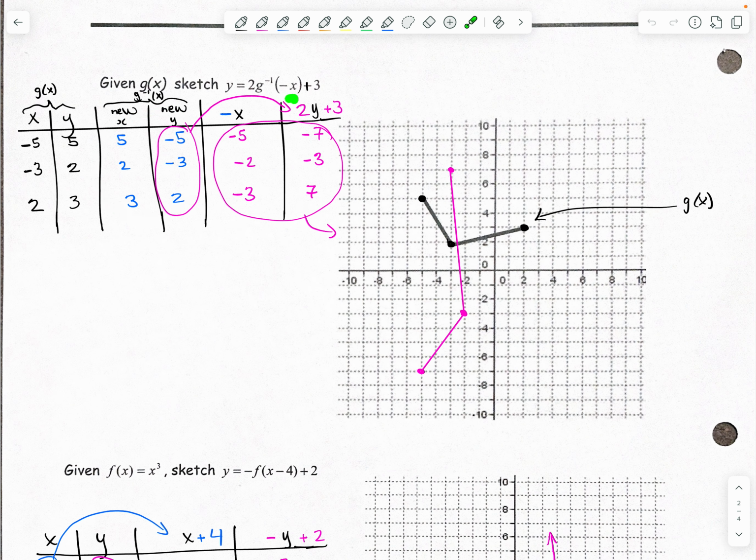So my x inside, like the input right here, it's just negative, so -x. So change the sign. And in the y, I have a stretch by a factor of 2 and moving 3 up. So it looks like this.